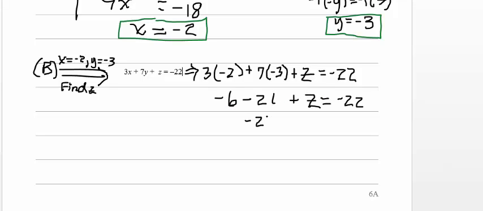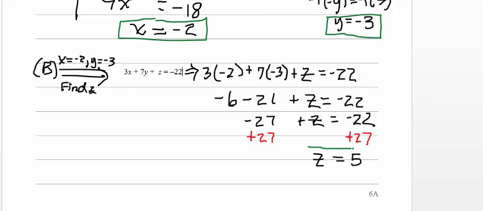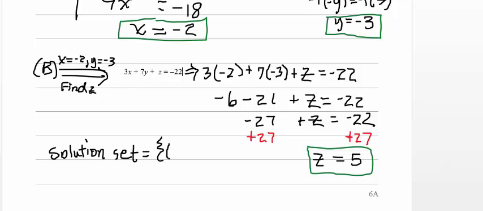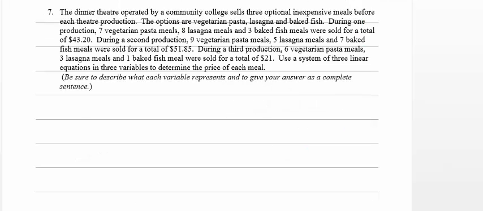So notice negative 27 plus z is negative 22. If I add 27 to both sides of the equation, I get z equals 5. So I have all three variable values. My solution set is the set with the ordered triple (-2, -3, 5).